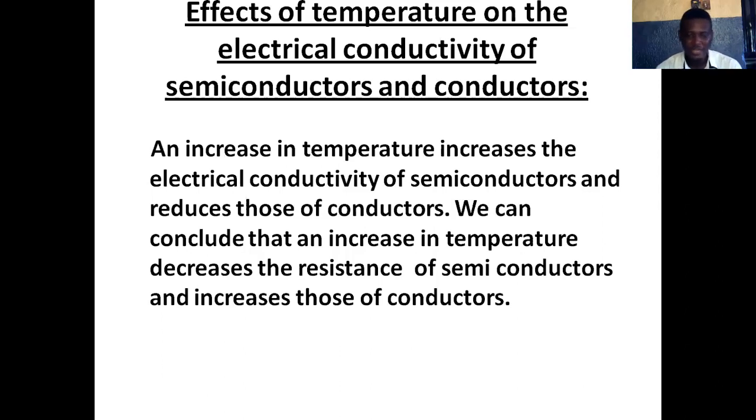So we can conclude that increase in temperature decreases the resistance of semiconductor. Yes, increase in temperature will reduce the what? Resistance of semiconductor. Semiconductors cannot resist it, so there will be increase in movement or liberation of electrons, whereas the opposite is the case for that of what? Conductors. So we conclude that increase in temperature decreases the resistance of semiconductor and increases those of what?